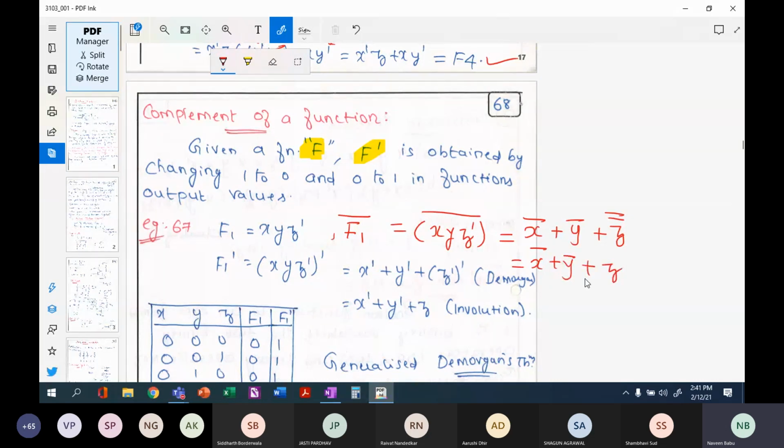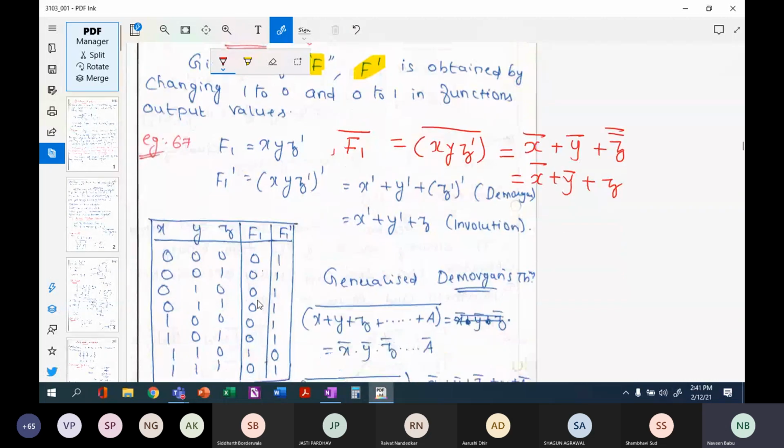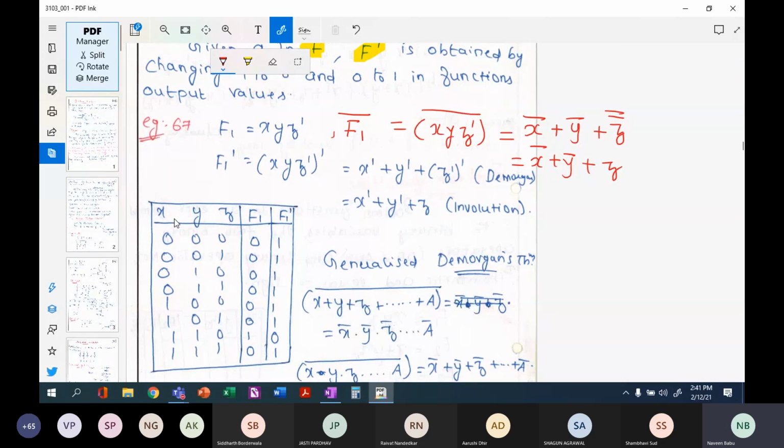Now, what is the complement of a function? If you change ones to zeros and zeros to ones in the output values, you will get the complement. So let us look at the function here. We are creating a truth table for both f1 and f1 bar. X, Y, Z, all 8 possible combinations are here: 000, 001, 010, 011, 100, 101, 110, and 111. For F1, it is X Y Z bar. F1 will be 1 when X and Y are 1 and Z is 0. That happens when the input is 1, 1, 0, so F1 will be 1 there.